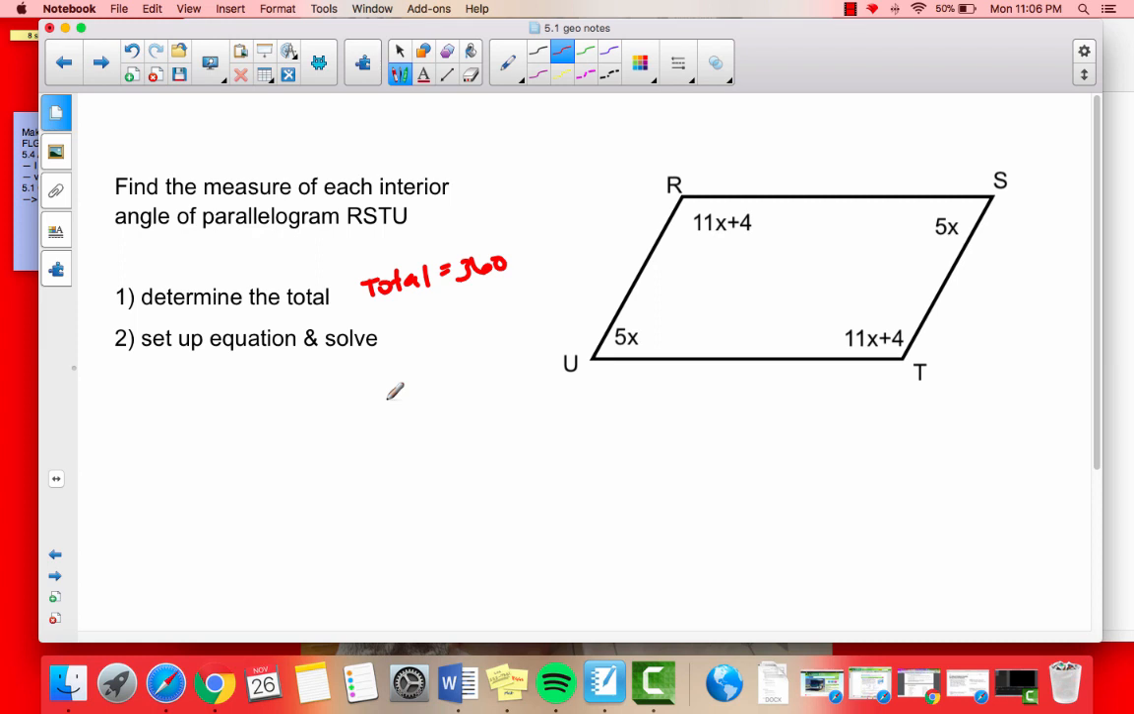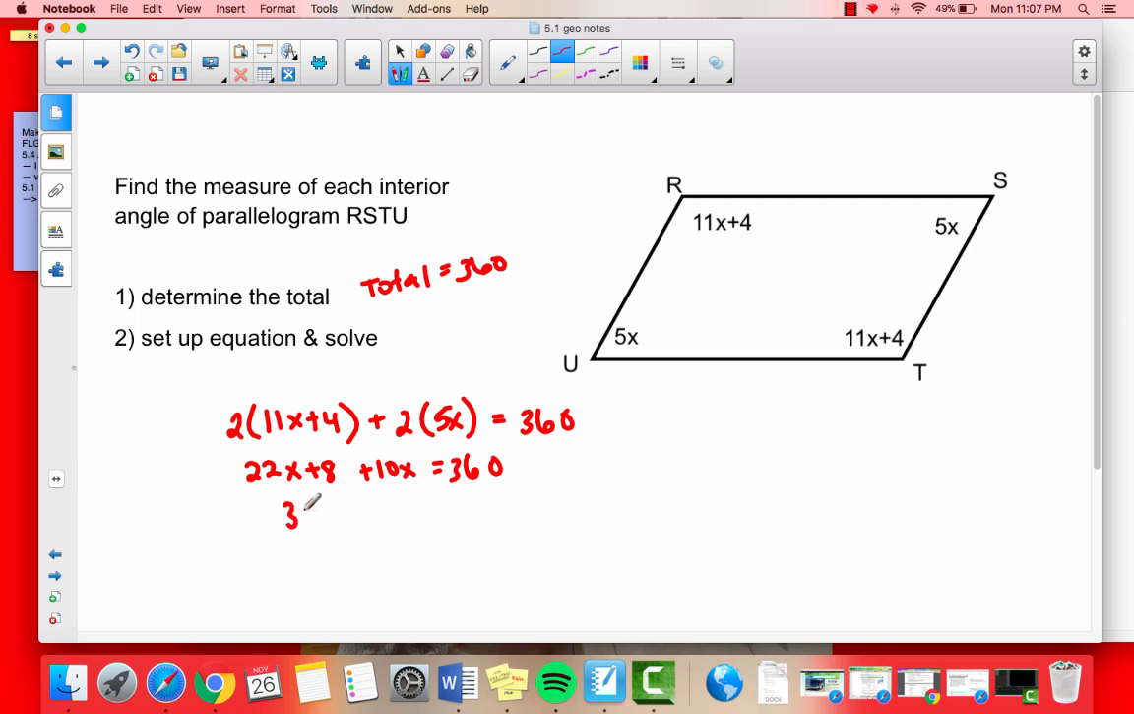Once you know that, then you're going to use your angle equations and set up one big equation and start to solve. So if I know my total is going to be 360, I'm going to add all four of these angles up and make it equal to that number. So adding these things together, I'm going to add 2 times (11x plus 4). The reason I put a 2 times that is because there were 2 of them, and then plus 2 of the 5x's. The way I'm writing this now is just to save us a little bit of space and time. You could have written out all 4 of them and it would have been the same thing. And now I'm going to go ahead and distribute. So I get 22x plus 8 plus 10x equals 360. Combining like terms, we get 32x plus 8 equals 360.